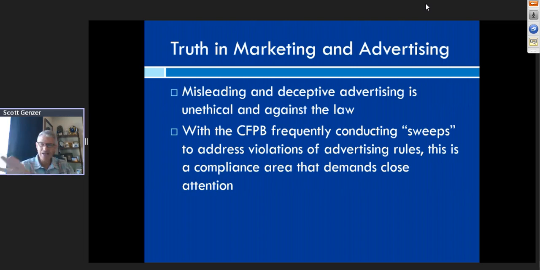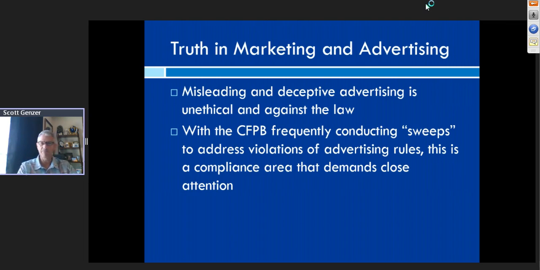Truth in marketing and advertising, we've already talked about that enough. Just a reminder that the Bureau and the FTC also conduct sweeps to address violations of advertising rules. So we always have to pay attention. Most companies say you don't put anything out without going through the marketing department first. Is the ECOA and the Fair Housing sticker on there? Does it say our NMLS name and number? And is it done exactly as it needs to be to meet all TILA and state advertising rules and restrictions?